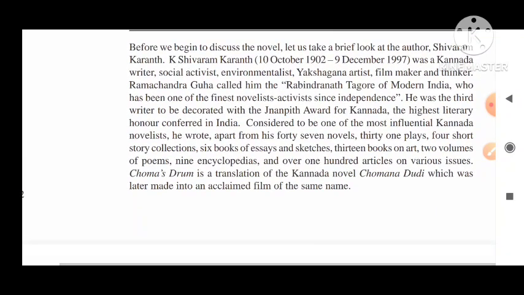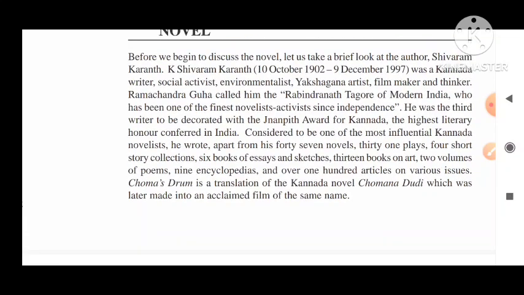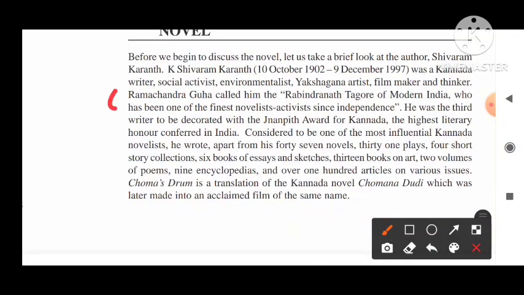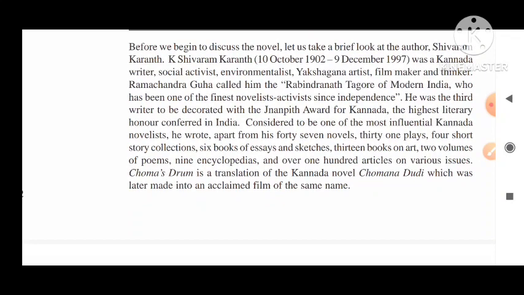So, Ramachandra Guha called him the Rabindranath Tagore of modern India. So, who called him the Rabindranath Tagore of modern India, and to whom? You can write down the name, that is Ramachandra Guha, who called K. Sivaram Karanth the Rabindranath Tagore of modern India, who has been one of the finest novelist activists since independence.